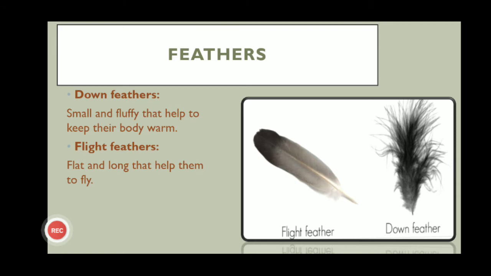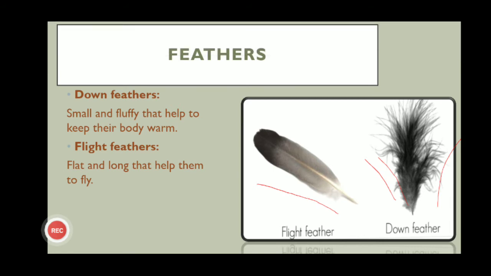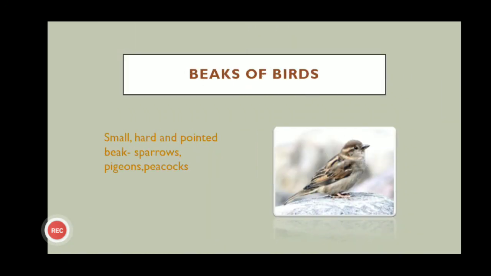Okay, children, so let's come to our next topic. Feathers. Feathers means pank. A bird's body is covered with different types of feathers, but basically we will learn about two types of feathers. Down feathers are small and fluffy. Okay, in this picture you can see the down feathers. They are very small and fluffy, means they are very light, and they help them to keep their body warm. वो birds की body को warm रखते हैं. And flight feathers, as their name indicates, they help them to fly in the air. Okay, flight feathers birds को उड़ने में help करते हैं. They are flat and long.